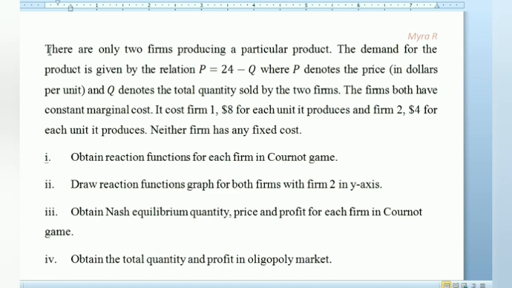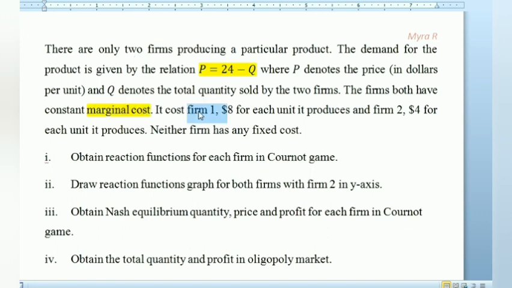Okay, today's tutorial video is about the Cournot game. It is my second video following the previous one. The question is as follows: we are given the demand, the price equals 24 minus Q, where P is price and Q is the total quantity sold by two firms.